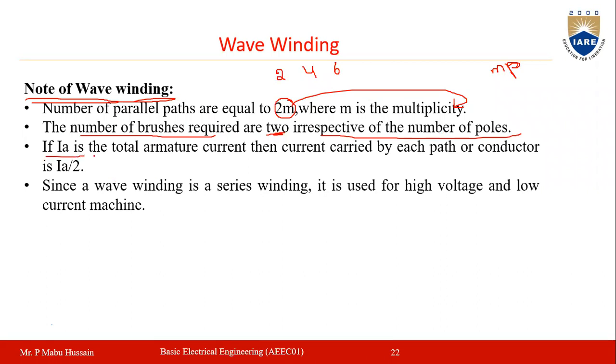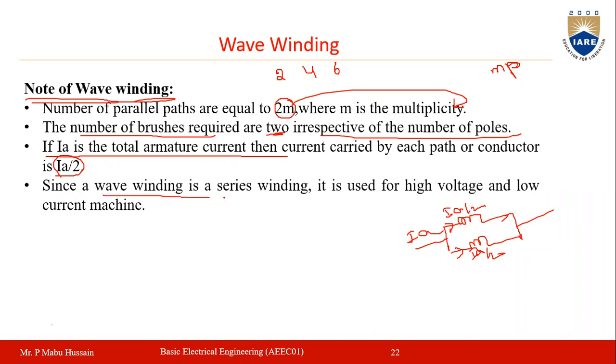If IA is the total current flowing in the armature, as I already told, here you will have only 2 parallel paths for a simplex wave winding. So if IA is your total armature current, it will be divided between these two only. IA by 2 here, IA by 2 here. So the current in each path will always be IA by 2. Why? Because there are only 2 paths for a simplex winding.